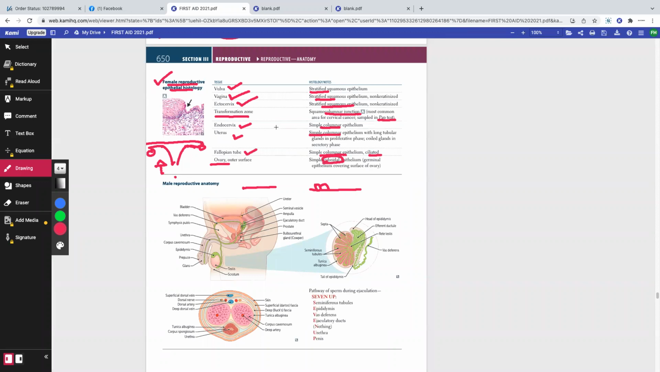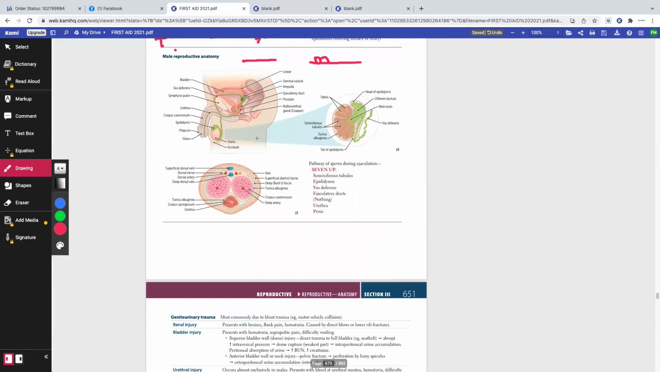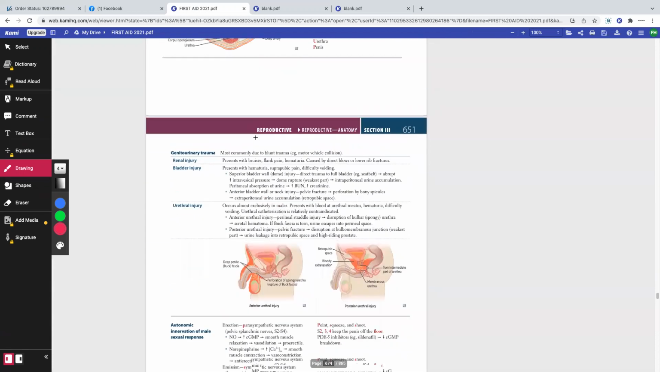Always remember this. Ovaries are cuboidal. So I think that this does not need any other explanation except which ones are very important and which ones are not important. Obviously, the transformation zone is one of the most important histology. The uterus is a very important histology. Ovaries are important. Fallopian tubes are important. Okay, so these are very, very important. Are we clear? Yes or no? Yes.